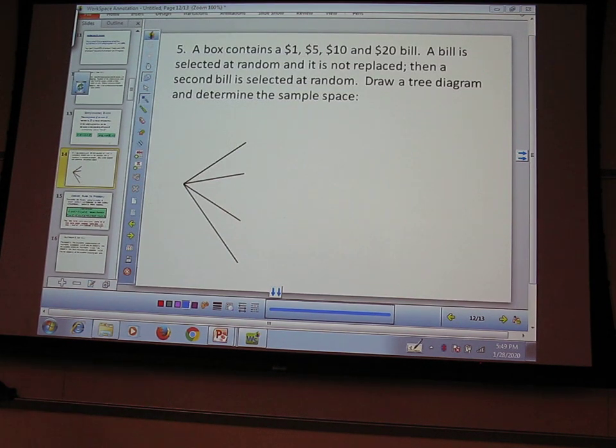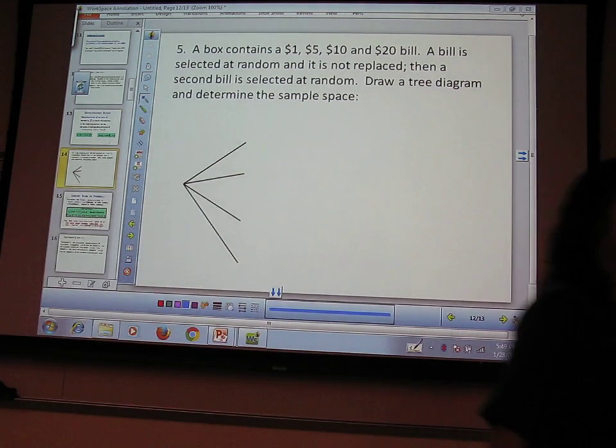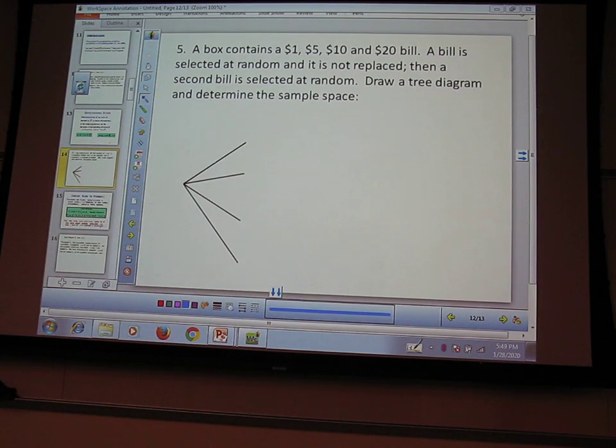Lab problem 5, top of page 4. I have a box. Eyes here, guys. I have a box with money in it. A $1 bill, a $5 bill, a $10 bill, a $20 bill. Just one of each. I draw one of them. What are my possible outcomes? What could I possibly draw?